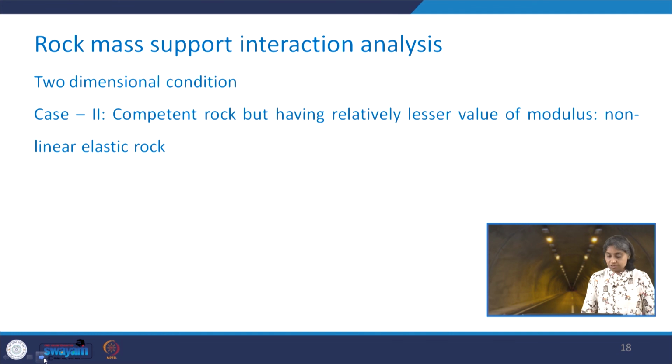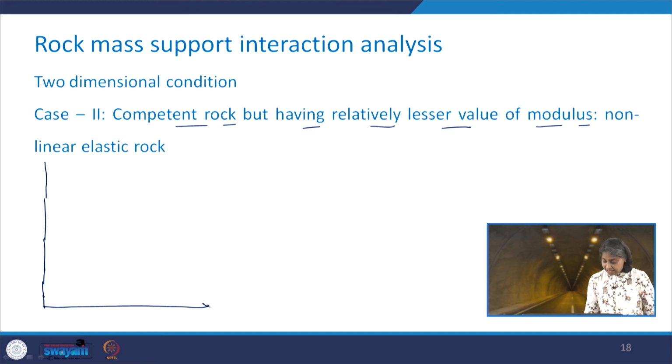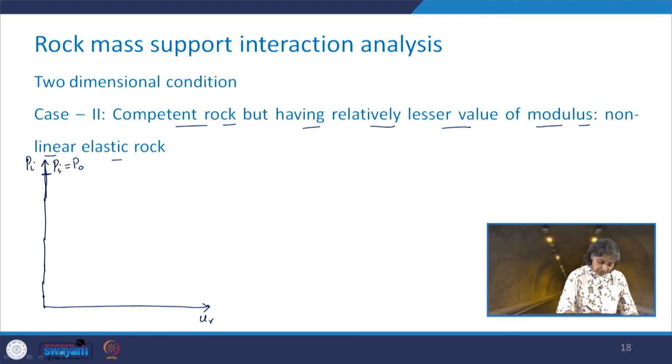Let us take the next case of the competent rock, but it has a relatively lesser value of modulus and the behavior is non-linear elastic rock. So, how does the behavior look? Let us take a look here. Again on the x-axis we have the radial deformation and on the y-axis we have the radial support pressure. Say here of course you have Pi, and here this is where you want all the deformations to be completely arrested, it is 0. So, since it is non-linear elastic rock, how is it going to be? In the beginning we will have some linear response, and then beyond that it becomes nonlinear.